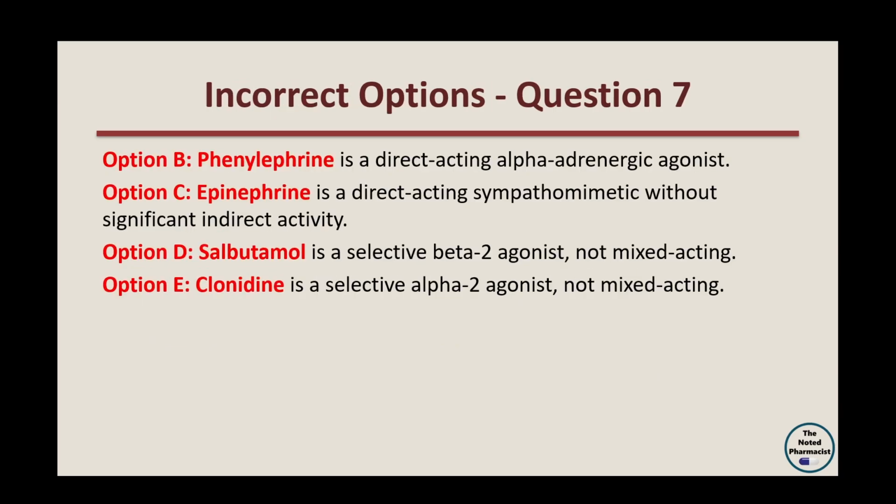Here is the explanation for incorrect options. Option B is incorrect because phenylephrine is a direct-acting alpha-adrenergic agonist. Option C is incorrect because epinephrine is a direct-acting sympathomimetic without significant indirect activity. Option D is incorrect because salbutamol is a selective beta-2 agonist, not mixed-acting. Option E is incorrect because clonidine is a selective alpha-2 agonist, not mixed-acting.